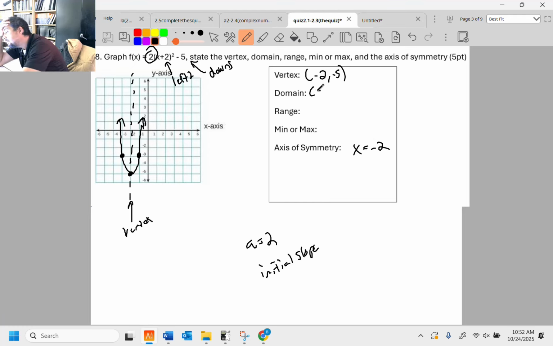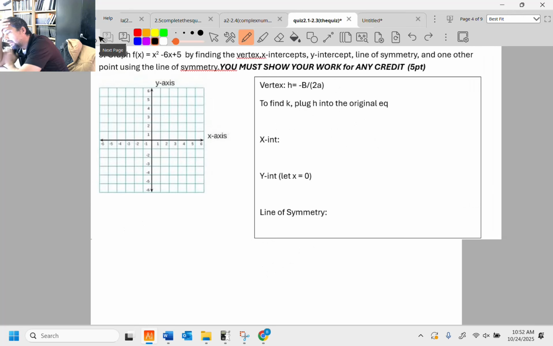A couple of kids missed domain, bless you. Range, low y value is right there at -5. And then it rises on either side of the parabola to infinity. The minimum is y equals -5. Ta-da! Take a break after 9.